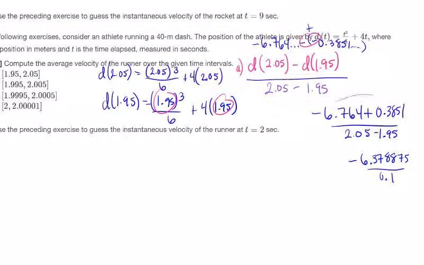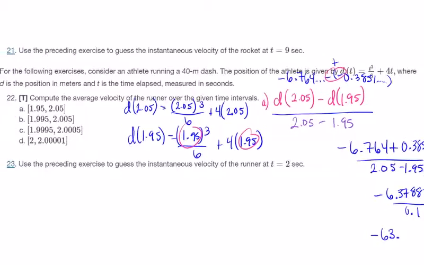All right, so this is what we get. On top, it ends up being negative 6.378875 approximately. Then on the bottom, that's just 0.1. Now we can plug this into our calculator, and what we'll get is negative 63.78. Does it say to round?